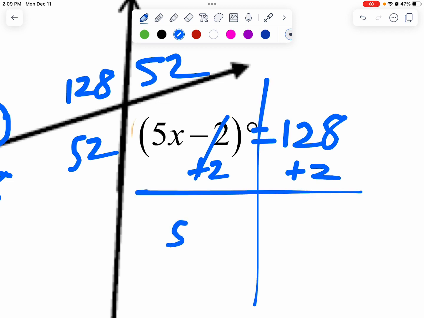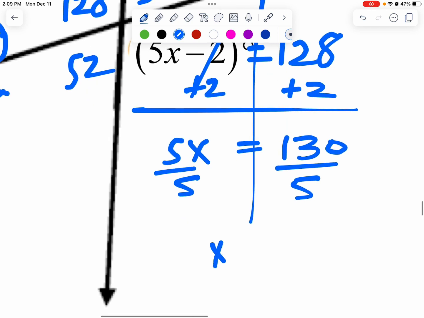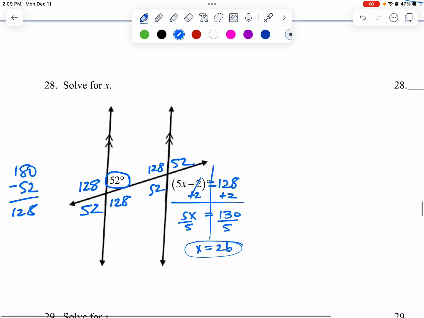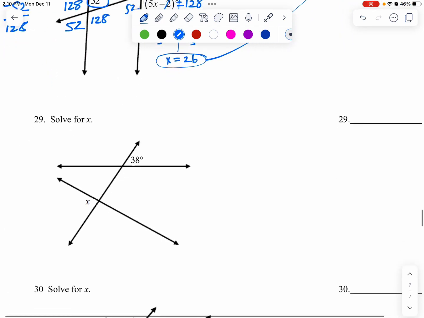So I've got 5x equals 130. And when I divide by 5, what do I get? X equals 26. There we go. Solve for x. 26. Love it. 130 divided by 5. Let me just check that real quick. Yeah, because 25 times 5 is 125, and another 5. Good. Okay.